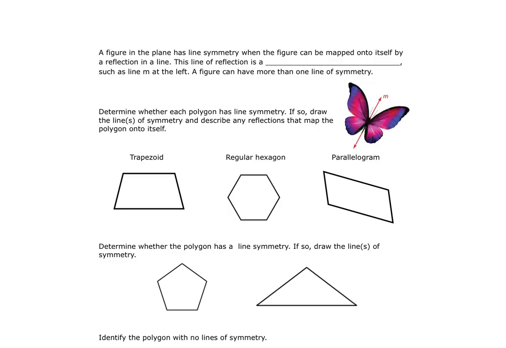If I had a pizza, I could cut it any which way. As long as I cut it evenly, I could do all kinds of lines of symmetry through that pizza because it's a circle, right? So that's what we talk about when we talk about a reflection line being a line of symmetry.